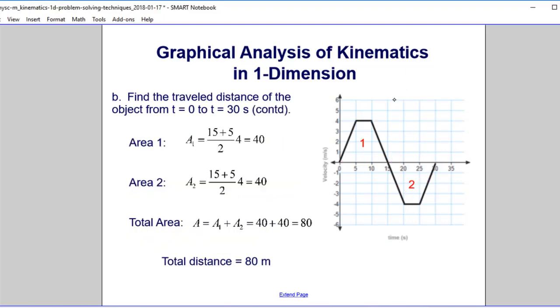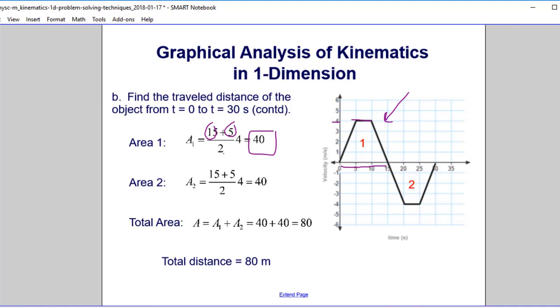So for the area of our first shape over here, one base is 15, the top is 5, divide by 2, the height is 4, so that area is 40. And the second is just the mirror image of it, so its area is also 40. Now we're talking about the total distance traveled, so that doesn't worry about where we start and where we finish. It's just how many steps did we take?